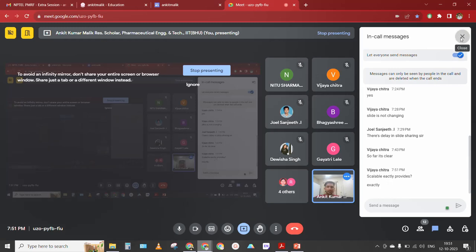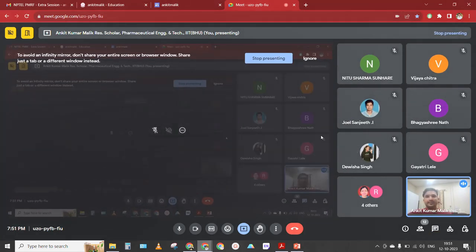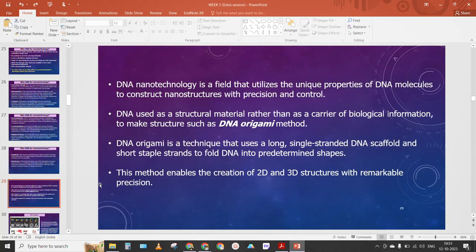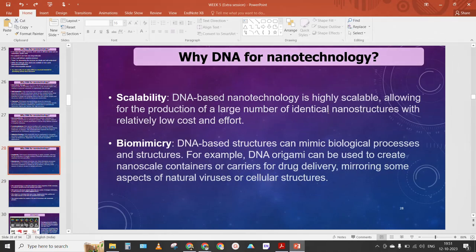Scalability, exactly, perfect. Scalability means mass production. Some things cannot be produced on a mass scale. So this scalability is about the mass production of DNA structures and molecules. Highly scalable, allowing the production of a large number of identical nanostructures with relatively low cost and effort. So DNA-based nanomaterials, nanotechnology, or nanoparticles can be made in a large volume. Scalability means volume here, as we can relate.